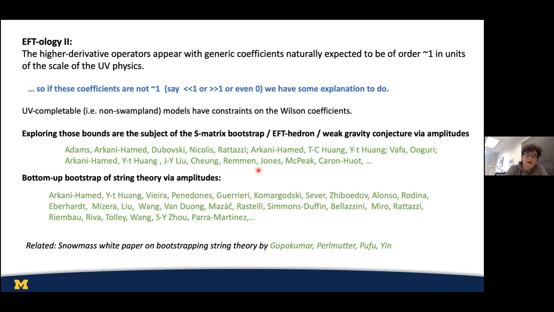Or put in a different way, if these theories, these EFTs, come from some sensible UV physics that has unitarity, Lorentz invariance, and locality, then it turns out to put constraints on the possible Wilson coefficients and their range. Exploring these bounds that come from such UV completability is the subject of the S-matrix bootstrap, sometimes formulated as EFT-hedron, and of course also closely related to the ideas of the weak gravity conjecture via amplitudes.